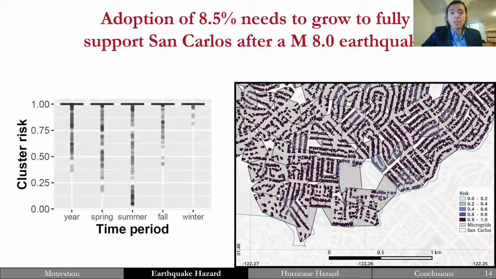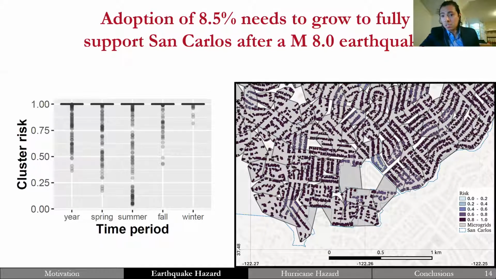With that said, you can start seeing that in the summer you have a little bit of better performance, because in summer you have higher generation here. So you can see some of the grids can start being close to 0 risk. So a few are close.